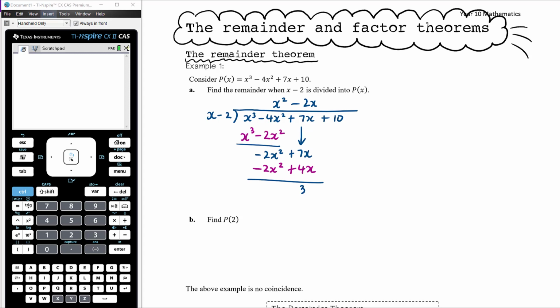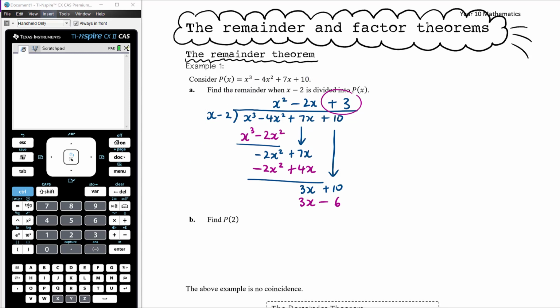7x minus 4x gives us 3x. And then we bring down our next term, which is plus 10. And then we repeat the process again. What do I need to multiply x by to get 3x? That's going to be 3. It goes up the top. Then we take that 3, we multiply it by x minus 2, and we write that underneath. So we get 3x minus 6.